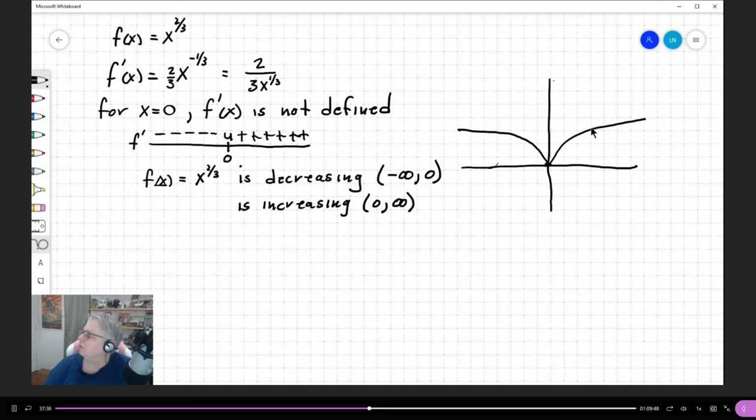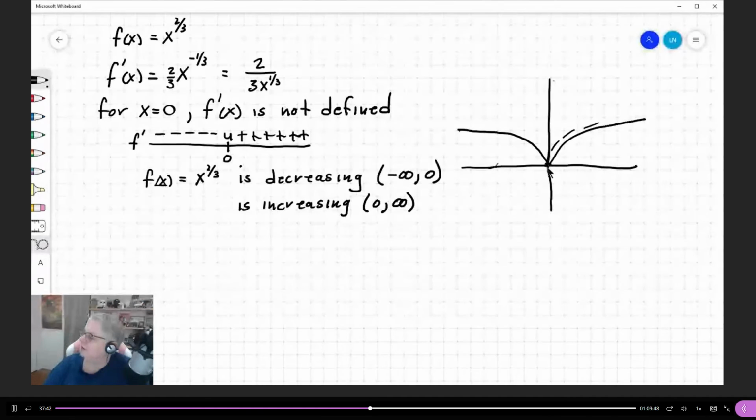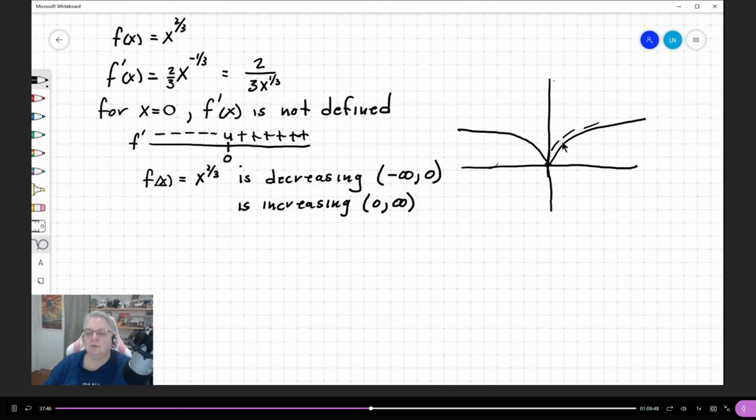So if I were to start drawing tangent lines on here, as I come this way, eventually I'm going to get here and the tangent line is going to go fully vertical. And the slope of a vertical line is undefined. It's infinite. So that's why the derivative doesn't exist there, because there's a vertical tangent there.